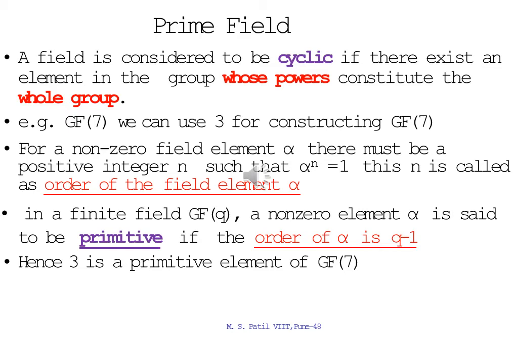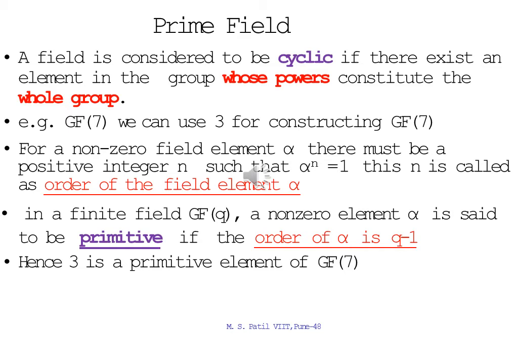In a field GF(q), a non-zero element alpha is said to be primitive if the order of alpha is q minus 1. So q is the number of elements in the field, and if q minus 1 is the order of the field element alpha, then that number alpha is called a primitive element.